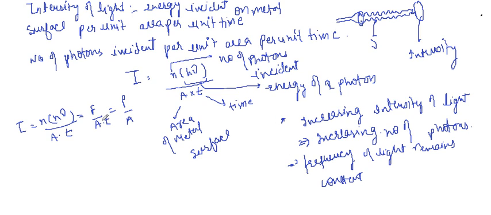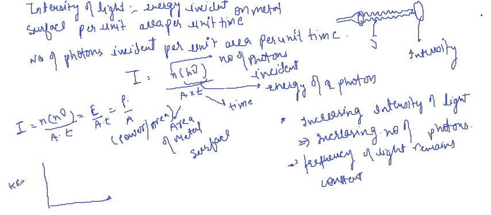So I equals N h nu. N h nu is energy, and energy by time is power. So this is power per unit area. So intensity is defined as power per unit area.